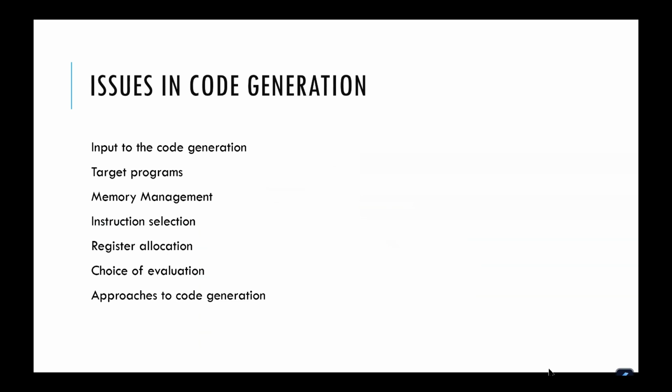And next is memory management. Memory management is used to perform the task of mapping the names in the source program to addresses of the data objects in the runtime memory. At the time of runtime, it is going to be mapping the names in the source code to addresses. The names used in the three-address code refer to the entries in the symbol table.